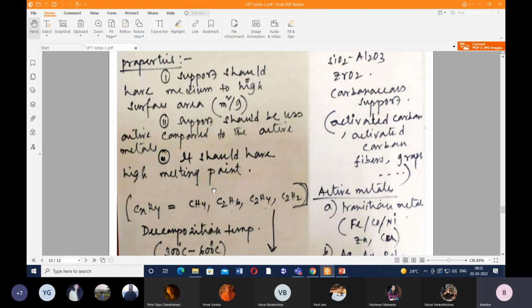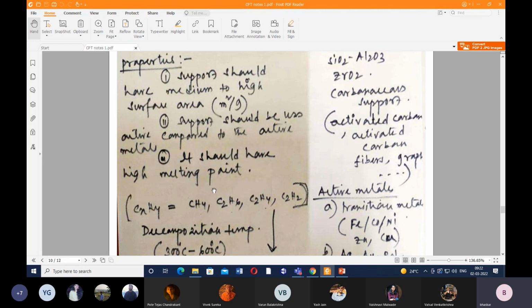Then this support material will clump together and form an aggregate, and active metals will reside inside those aggregates. It will be very difficult for those gas molecules to penetrate through those aggregates and come in contact with the active metals. It's a problem, right? So our desired conversion will decrease, which we don't want.